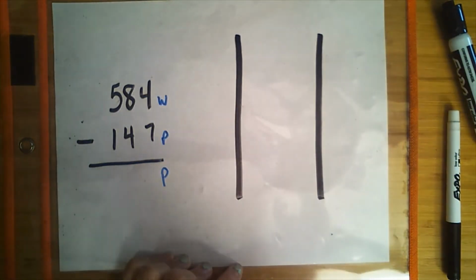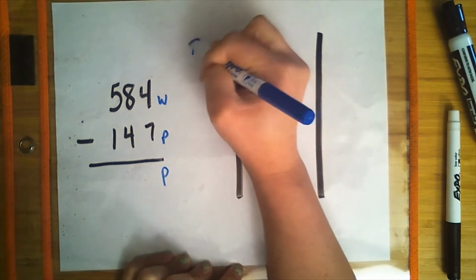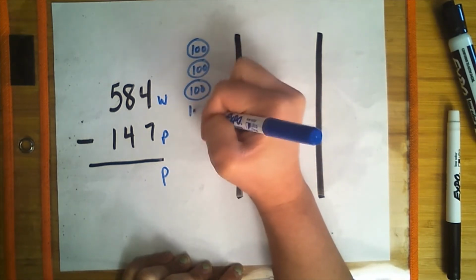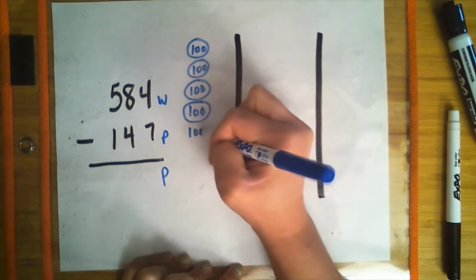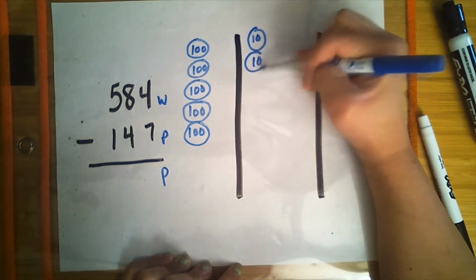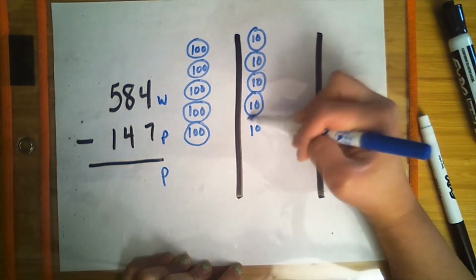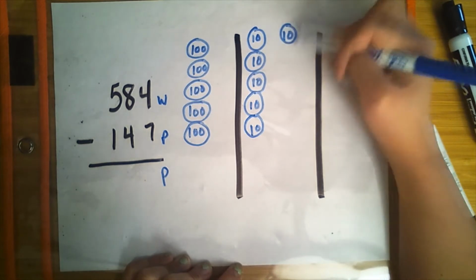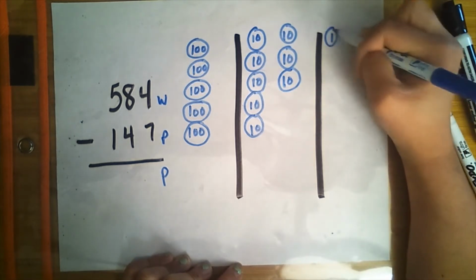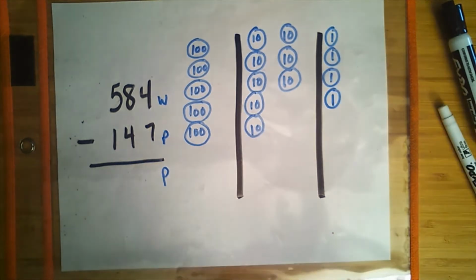584 is our whole, so we will be drawing 584 on our blank place value chart here. 100, 200, 300, 400, 500, 510, 520, 530, 540, 550, 560, 570, 580, 581, 582, 583, 584.